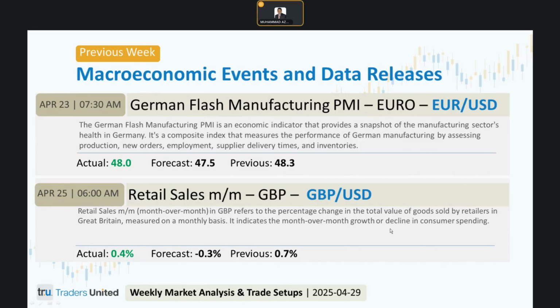The upbeat data eased fears of a consumer-led slowdown and reduced the likelihood of near-term rate cuts from the Bank of England. So the conclusion is the positive retail sales surprise. We were expecting a negative 0.3 and the actual number is positive 0.4%, which gave the British pound a lift with GBPUSD moving higher in response. While the pace of growth moderated from the prior month, the data underscores a still active consumer base and may delay expectations for policy easing by the Bank of England, or the BOE.